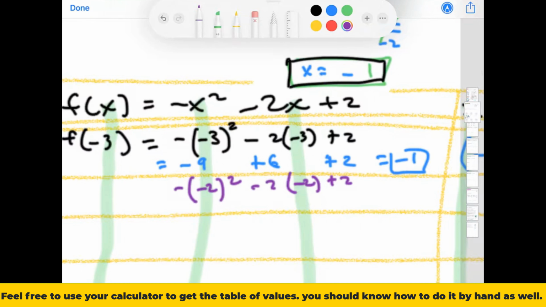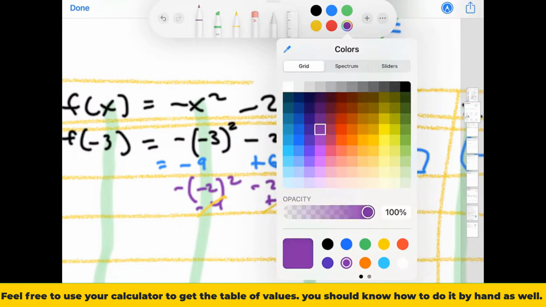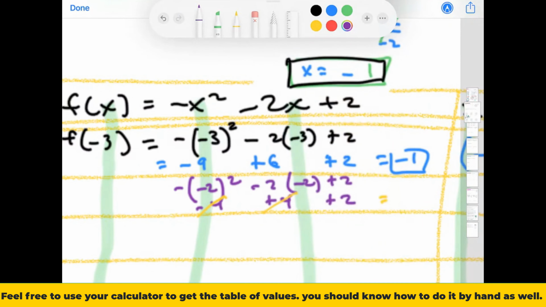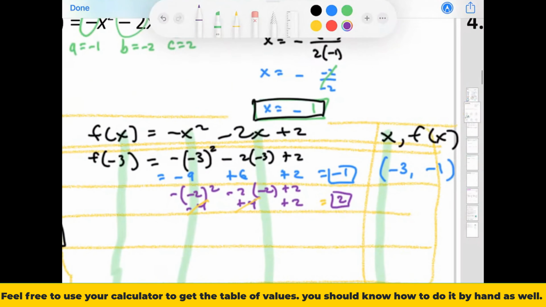Negative 2 squared is 4, and the opposite of 4 is negative 4. Negative 2 times negative 2 is positive 4, plus 2. Negative 4 and positive 4 is 0, so you're just left with 2. So my ordered pair is negative 2, 2.